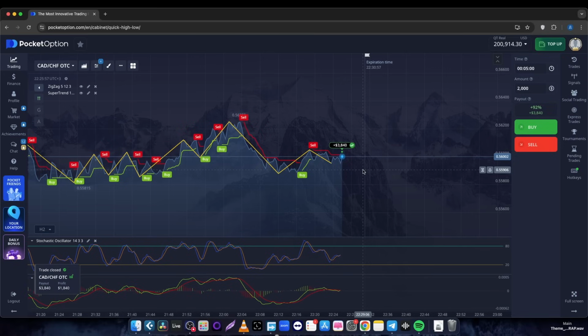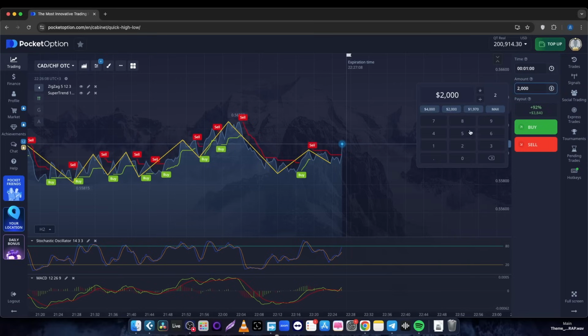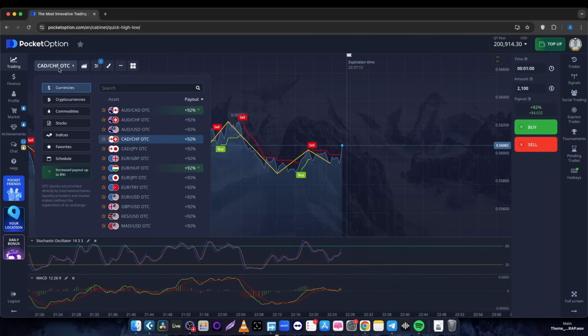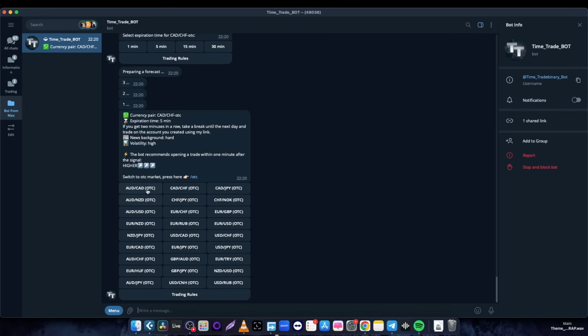Well, the first trade is over. The signal from artificial intelligence and my trading logic brought me profit. Excellent. I will continue my trading session. Let's set the expiration time to 1 minute. I will increase the investment amount to $2,100 and change the currency pair. Let's choose, for example, the Australian dollar and Canadian dollar OTC.